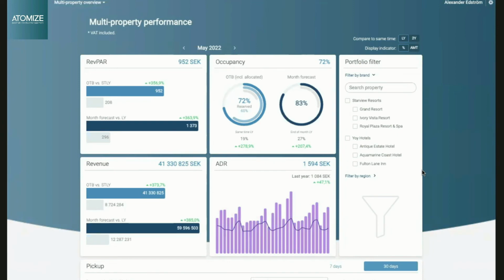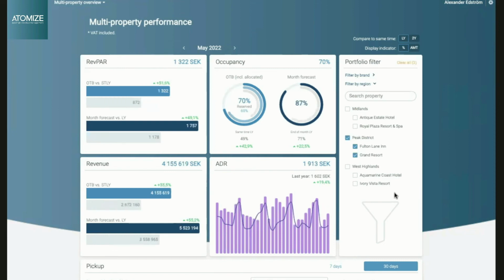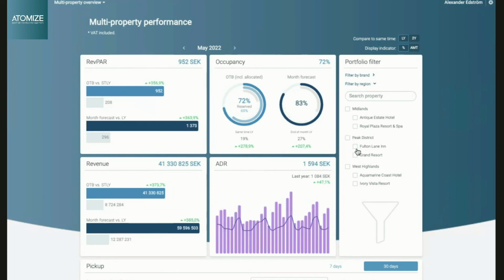And then you can segment your portfolio, let's say by brand or region. Let's say we want Peak District to represent, I don't know, New York. I hit that, and now I get the set of hotels that are in New York, or in this case Peak District, with the KPIs in real time, or for certain properties and so on. That's pretty brutal to do.